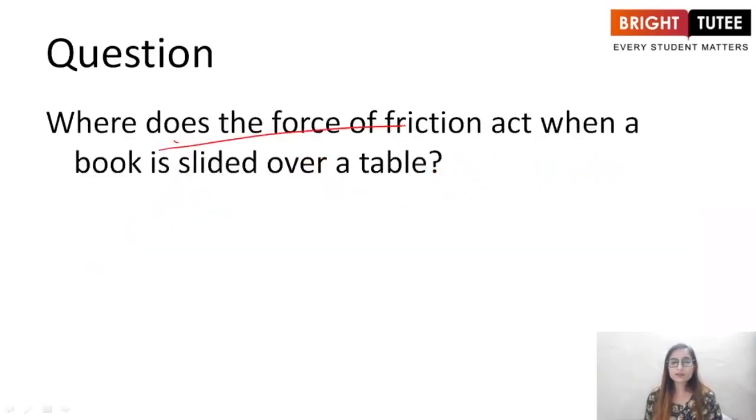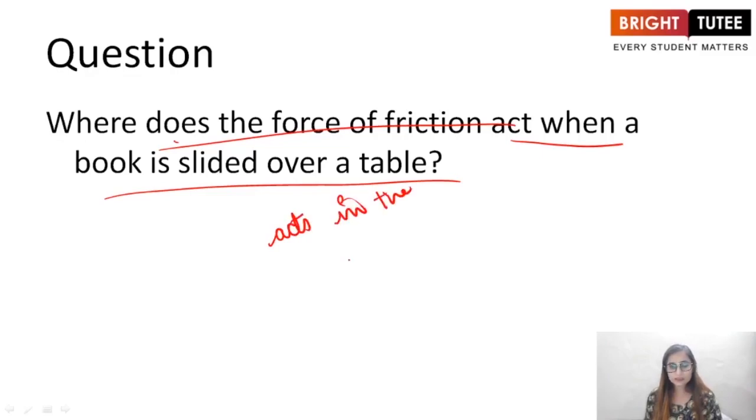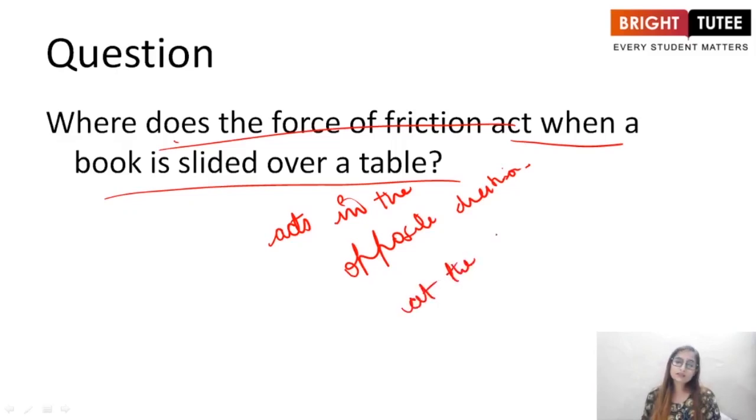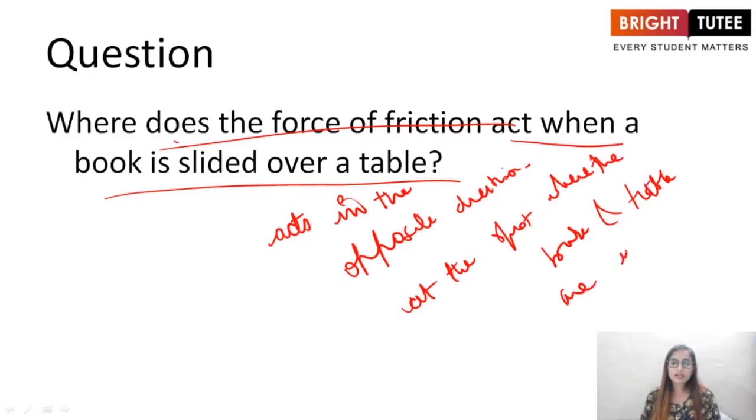Where does the force of friction act when a book is slid over the table? The force of friction acts in the opposite direction, and it takes place at the spot where the book and the table are in contact. Alright, so that is where friction works.